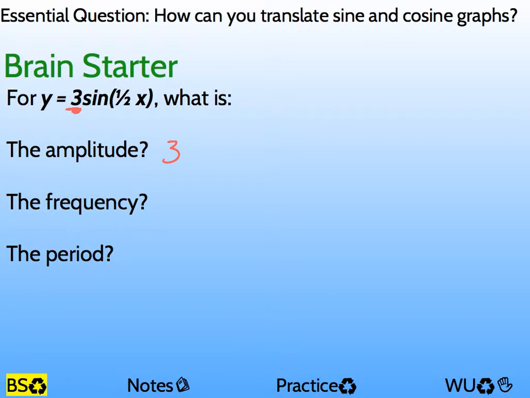The frequency is this number with the x here. So the frequency is 1/2, which means over the course of 2 pi, it goes through 1/2 of a sine cycle. The period is 2 pi over the absolute value of 1/2, which is just 1/2, which gives you 4 pi. And that means that a full cycle is completed over the course of 4 pi.